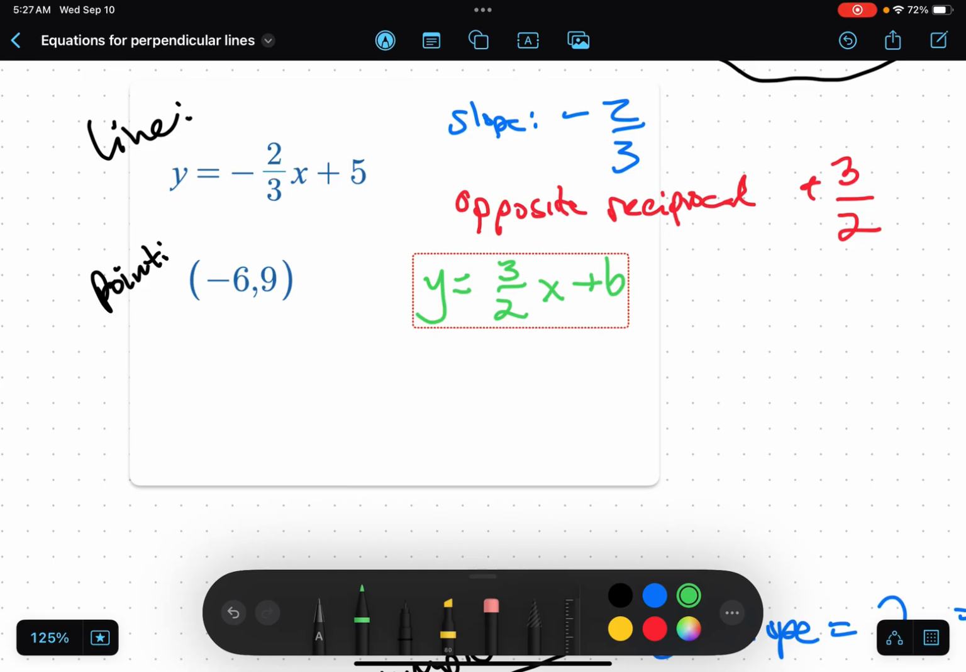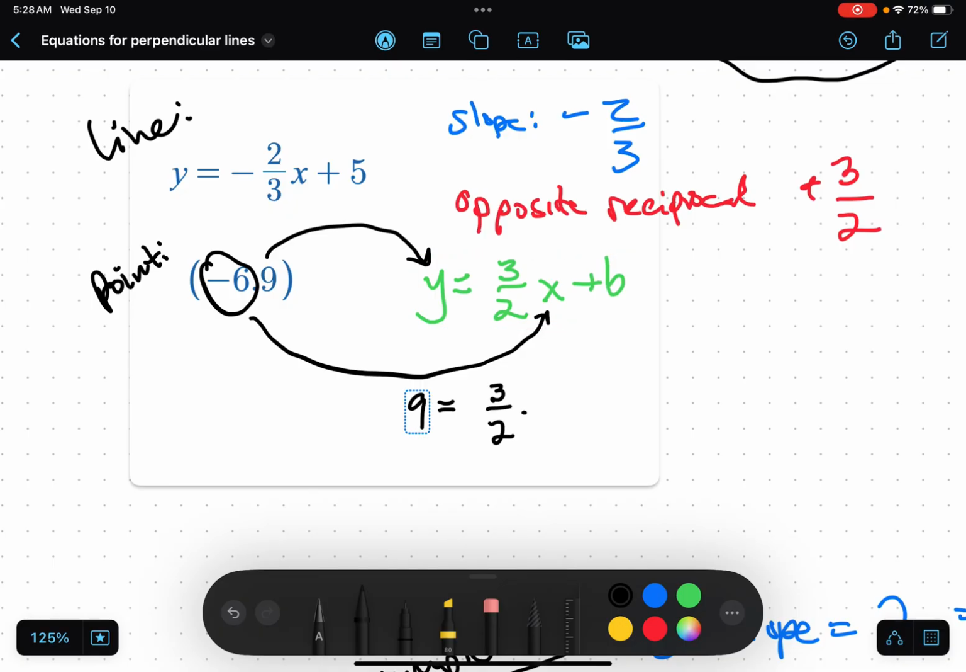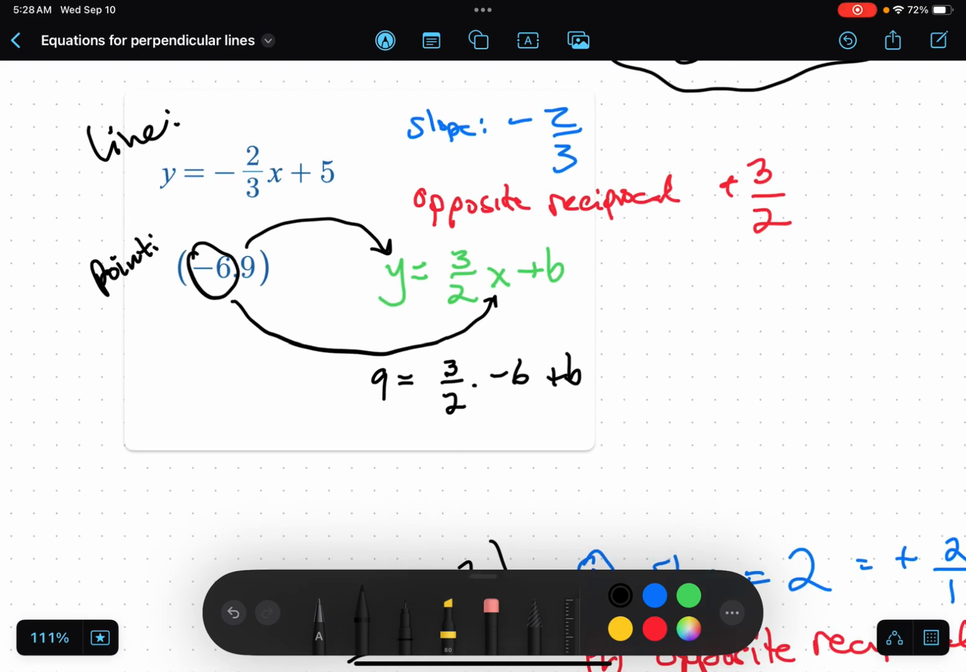And let's plug in the point that they gave me. So negative 6 goes here and positive 9 goes here. And then let's solve that out. So 9 equals 3/2 times negative 6 plus b. You can turn 3/2 into a decimal, that's fine, but I want you to make sure you understand how to multiply it without doing that. So I'm going to multiply negative 6 times 3, which is negative 18, divided by 2, plus b.